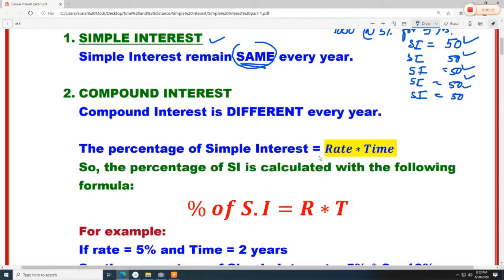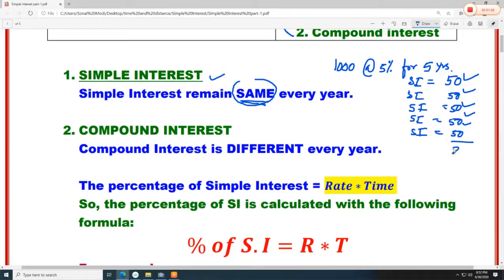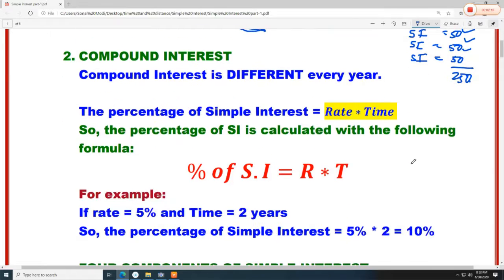So for the percentage of simple interest, how are we calculating this 50? Rate into time. So the total is 250 on the investment of 1000. So it is 25%. So this is one way to calculate. Another way is this is the rate 5% multiplied by this is the time 5 years. So it is 25%. So 25% and 25%. It means when you are calculating the percentage of simple interest, you have to multiply rate into time.